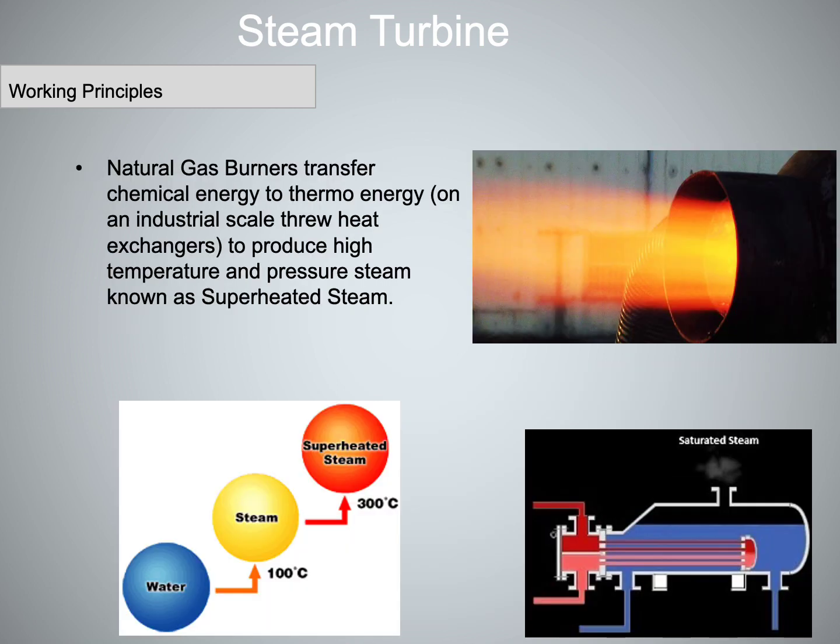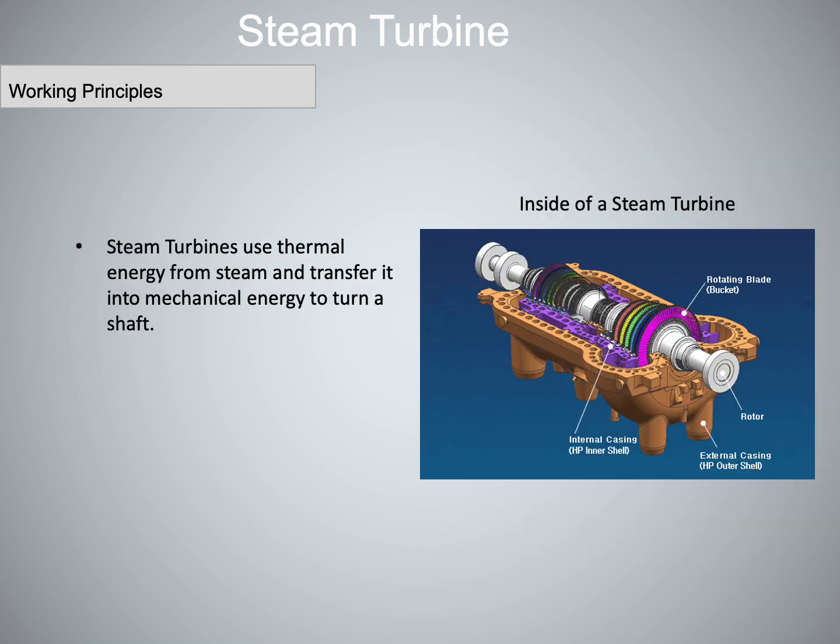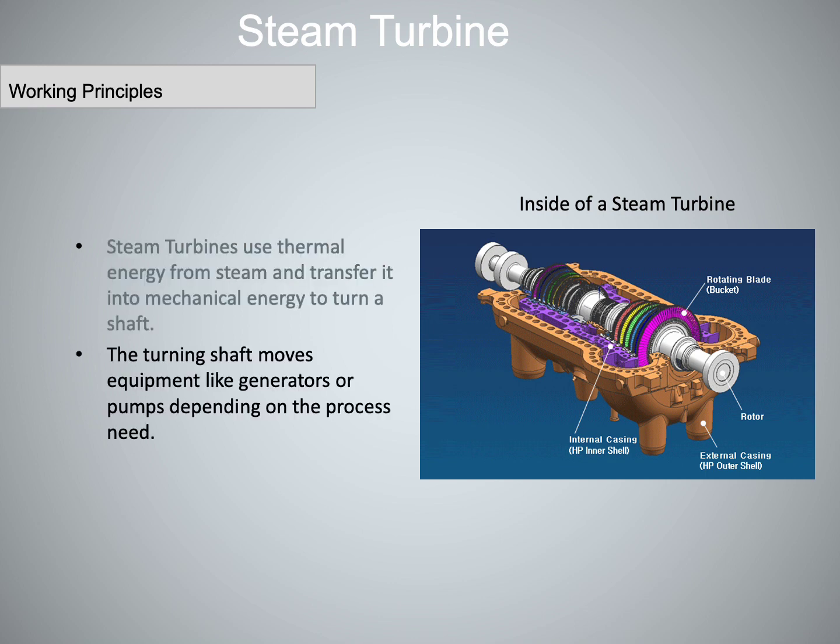Natural gas burners transfer chemical energy to thermal energy, on an industrial scale through heat exchangers, to produce high temperature and pressure steam known as superheated steam. This is a photo of a steam boiler used to create superheated steam. Steam turbines use thermal energy from steam and transfer it into mechanical energy to turn a shaft. The turning shaft moves equipment like generators or pumps depending on the process need.